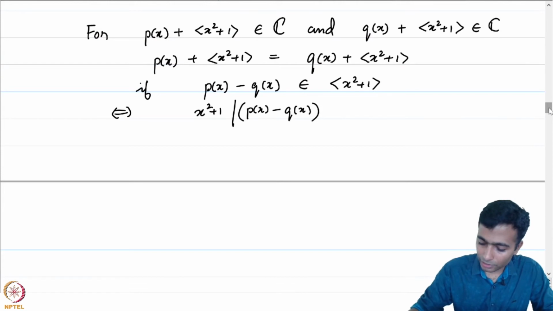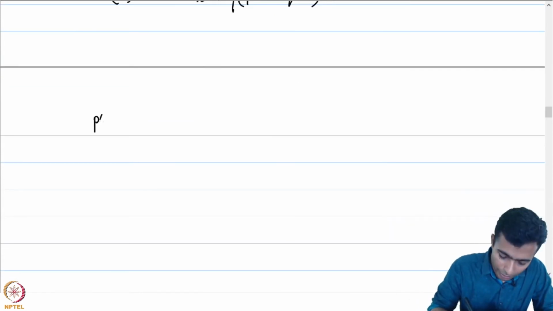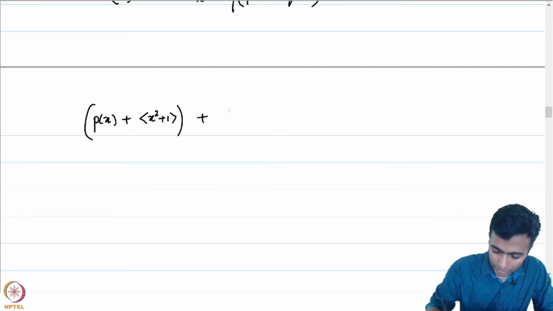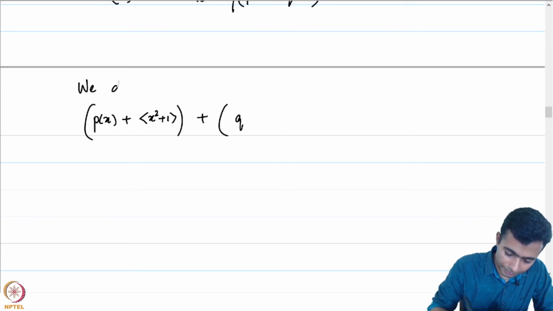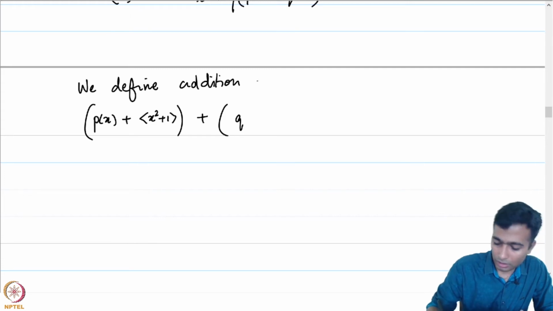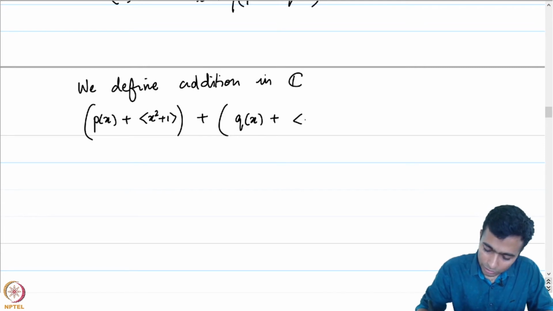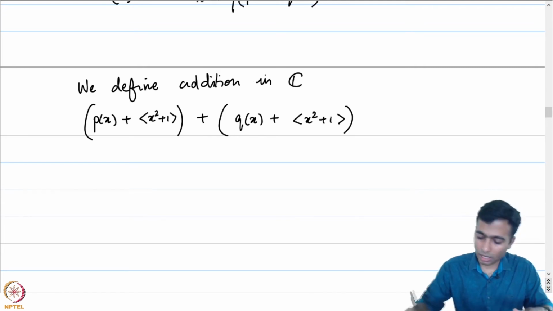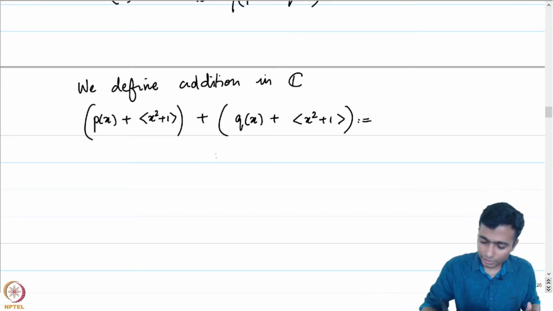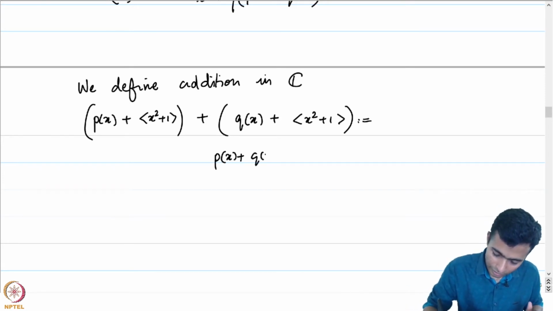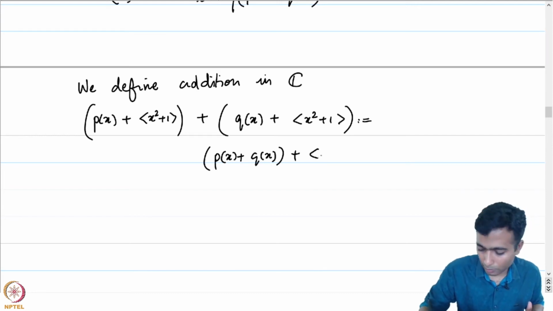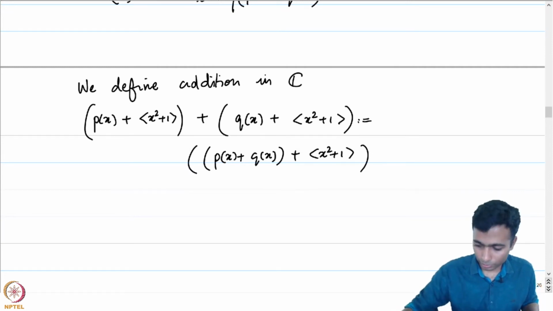And what are the operations, addition and multiplication operations here? So we define addition in C, R of x mod x square plus 1. The two such elements, two such cosets, are added, the definition is basically p of x plus q of x, the coset represented by this polynomial. So this is the sum of two such cosets.